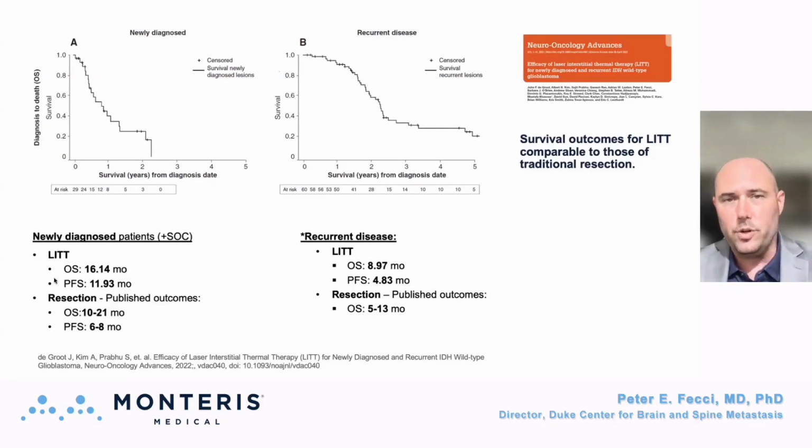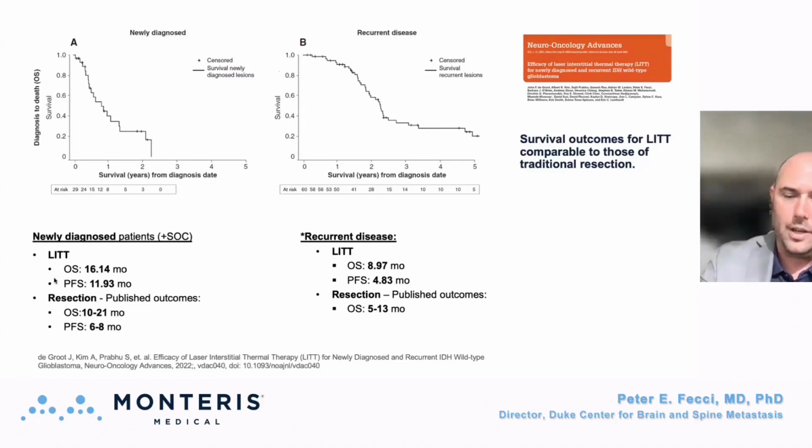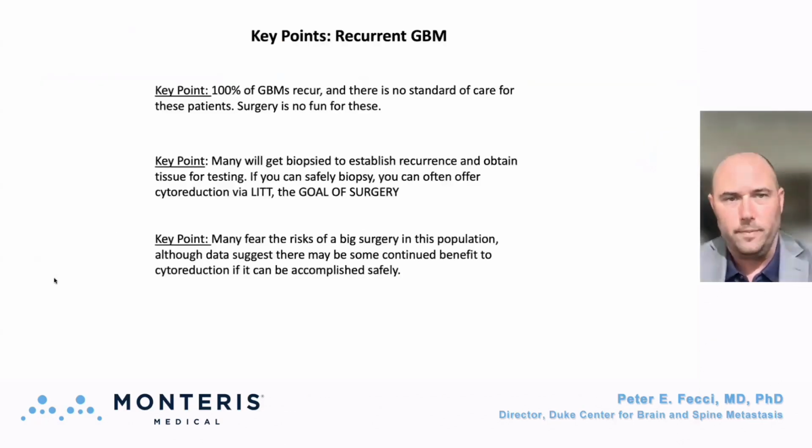And then the same is true for recurrent disease. If you look to the right, these are recurrent GBMs. LITT offers an overall survival of about 9 months, according to these data. Again, this is IDH wild type, so this is the worst of the worst, and a progression-free survival of about 5 months on average. And then, of course, that compares quite favorably to the overall survival numbers published for resection in recurrent disease. So this is safe, and it essentially compares quite nicely to the survival ranges obtained with standard resection.